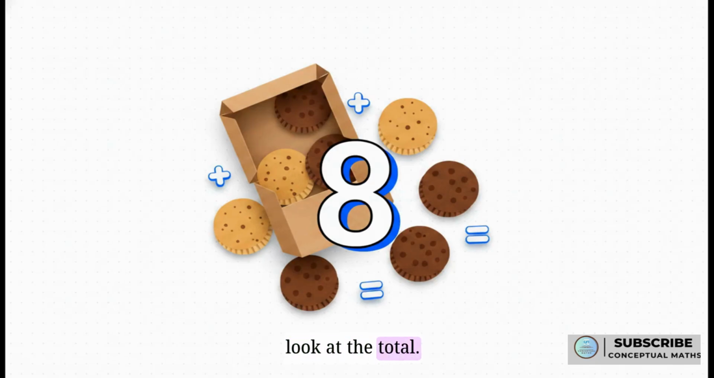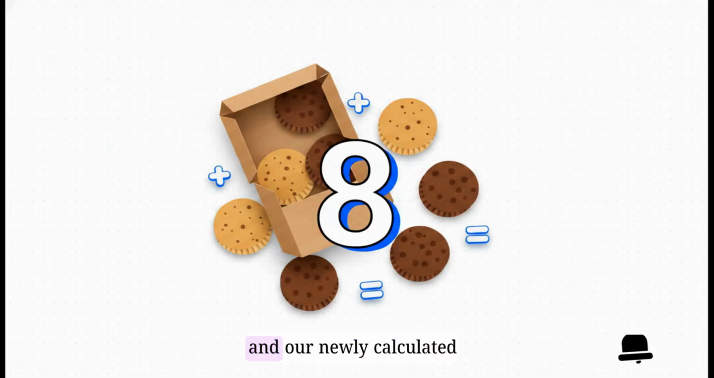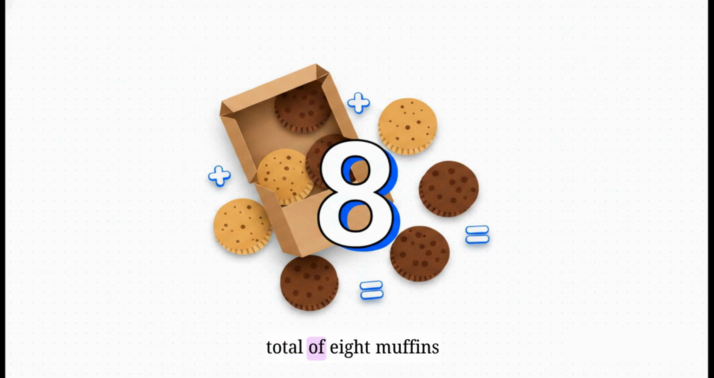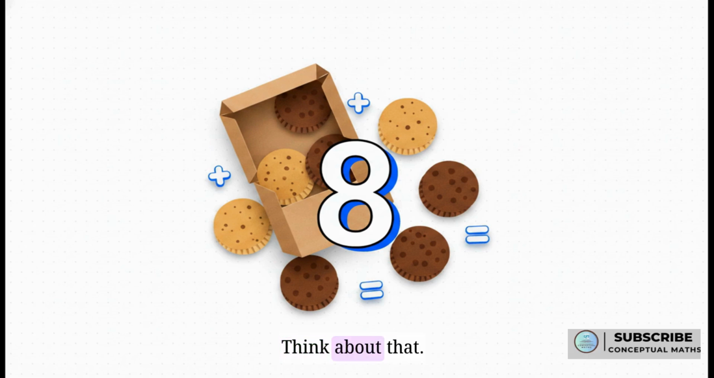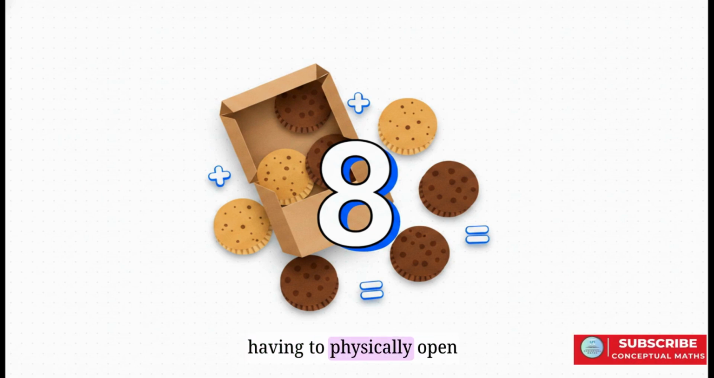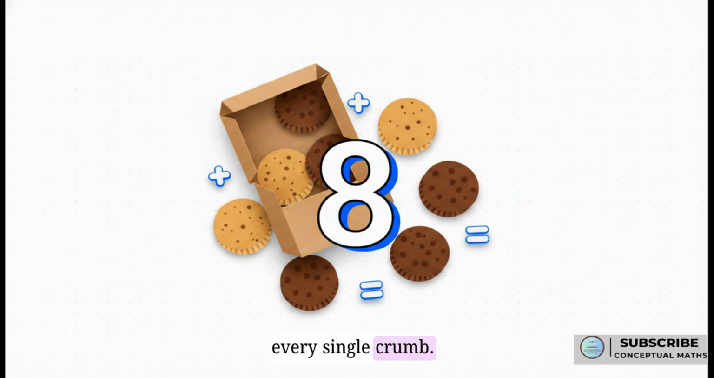Finally, let's look at the total. Adding our 2 banana muffins and our newly calculated 6 chocolate muffins together, we get a grand total of 8 muffins in the box. Think about that. We just solved a real-world inventory problem without having to physically open the box and count every single crumb. We just trusted the ratio.